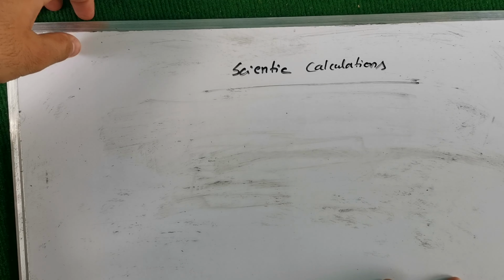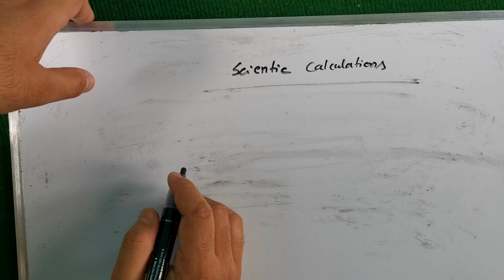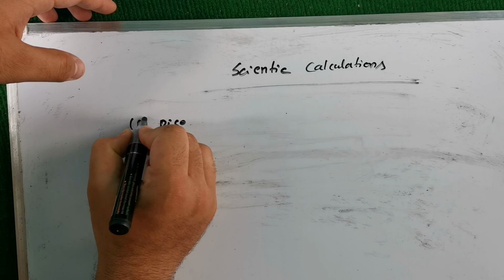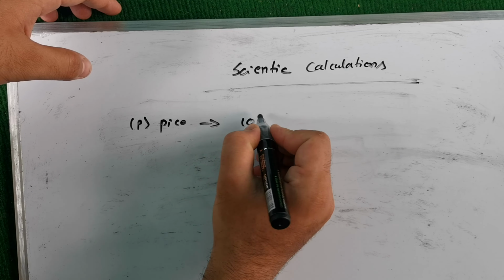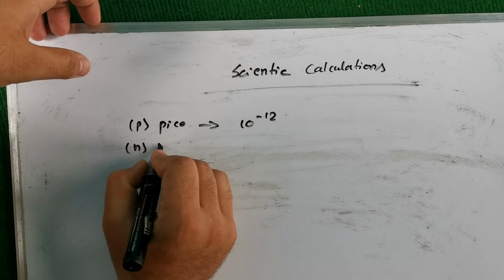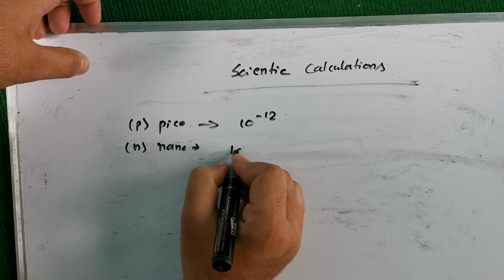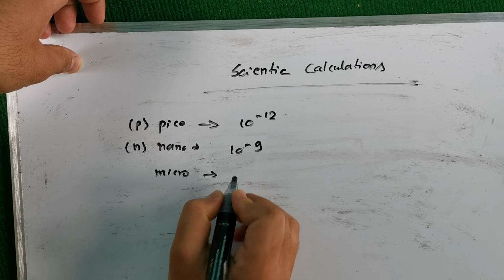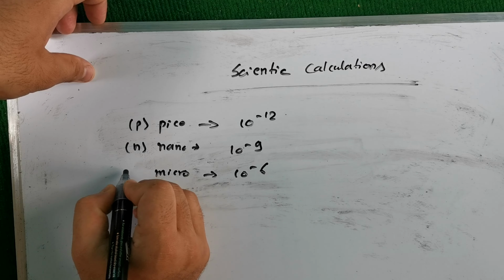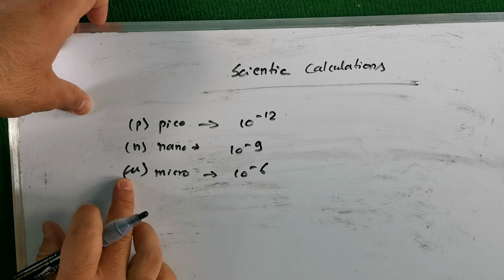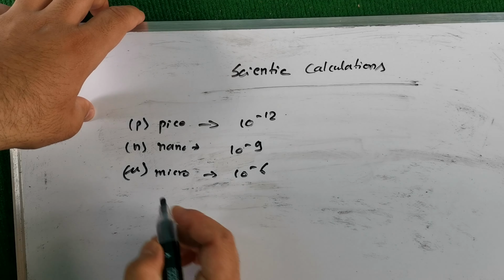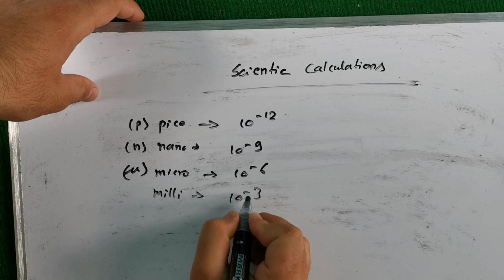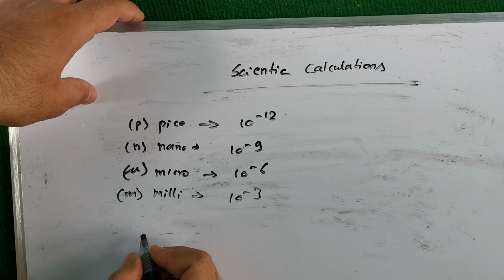And for our compactness, scientists made some words. They are pico, P-I-C-O, pico. Pico means 10 to the power minus 12. Nano means 10 to the power minus 9. Micro means 10 to the power minus 6. It is indicated by this mu sign. Milli means 10 to the power minus 3. It is indicated by m.